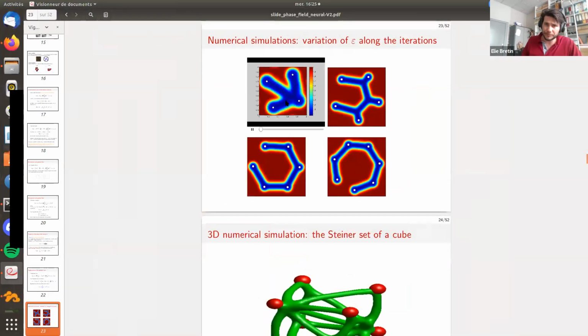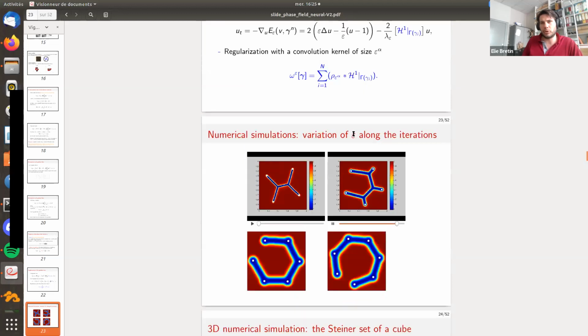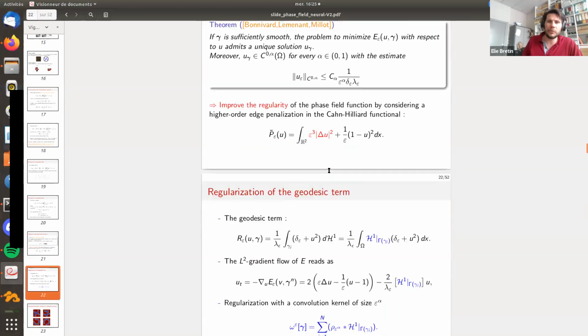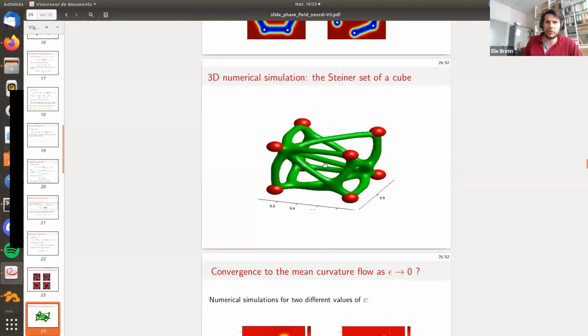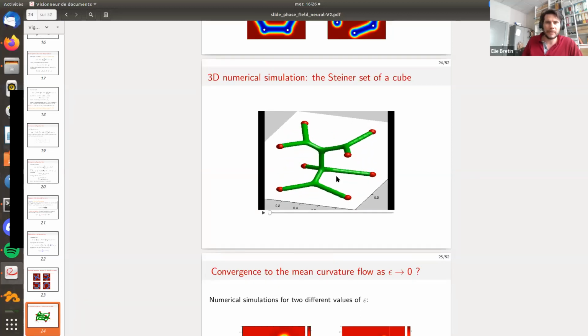So if you do all these improvements of the model, can I obtain some solution? This is an example of solution, but in fact, the resolution is not so fast. So to obtain a good approximation of the Steiner solution, I need to vary the value of epsilon along the iterations. This is another example with 5 points. The interest of the introduction of the Laplacian instead of the gradient of U is that you can consider also the three-dimensional approximation of the Steiner solution, which can be obtained here, like this.